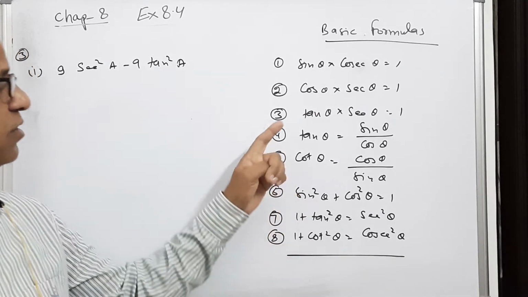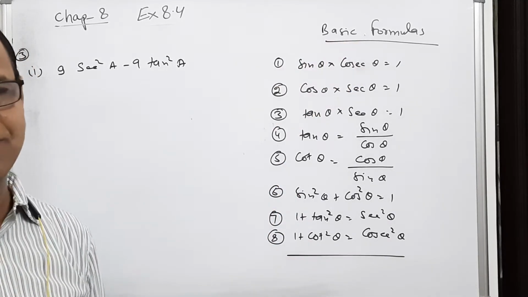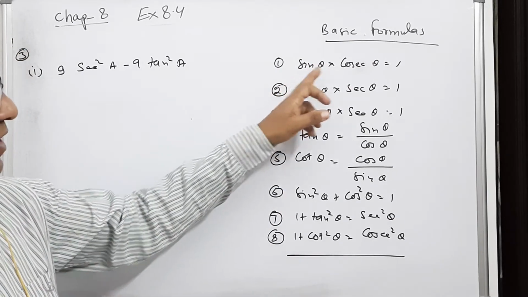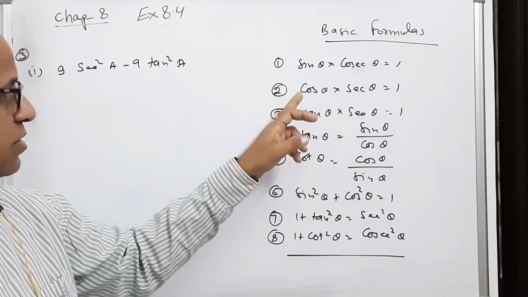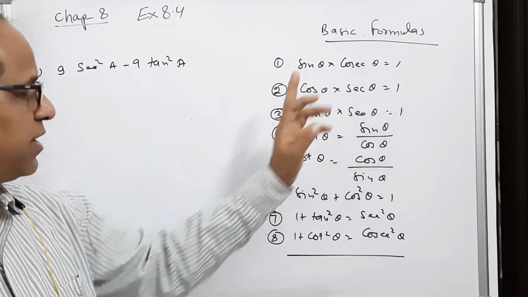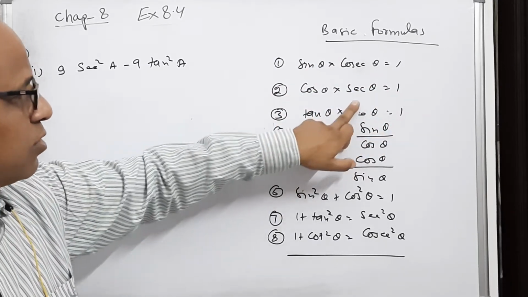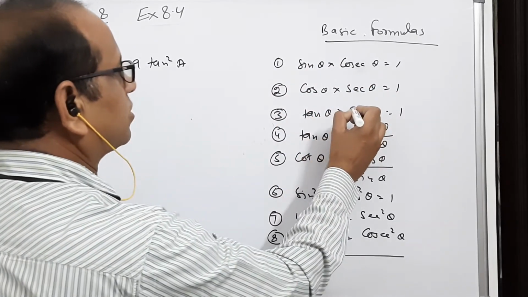Hello students, we'll continue now. Basic formulas. See, sin theta into cosec theta is 1. Cos theta into sec theta is 1. Tan theta into cot theta is 1.